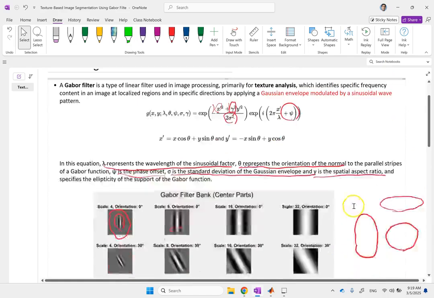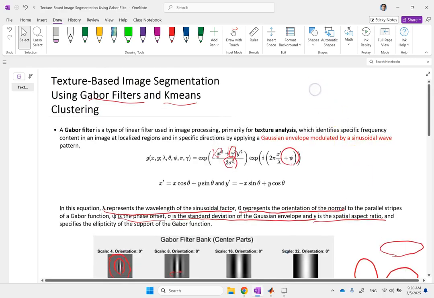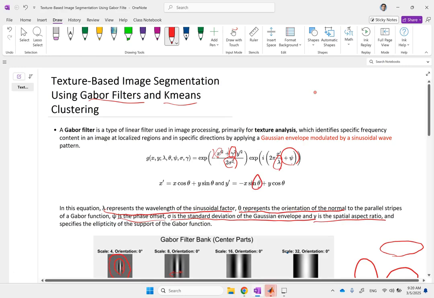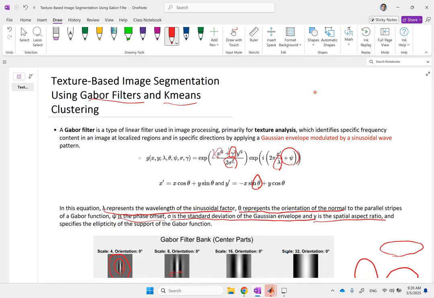Even aspect ratio is relatively good, but I would say the biggest parameters, and sigma as well, the biggest parameters are clearly lambda for wavelength, and also what? Clearly your orientation theta. So lambda and theta are the most important parameters. Then probably I would say maybe aspect ratio gamma. Okay, so these two are the ones that you change.